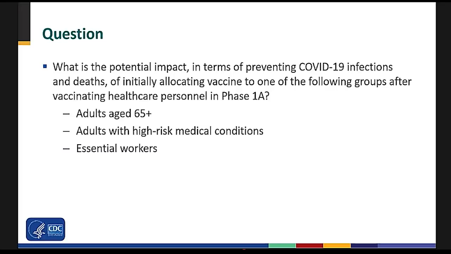I'm going to spend the next few minutes walking you through some modeling analysis that we conducted to answer the question, what is the potential impact in terms of preventing COVID-19 infections and deaths of initially allocating vaccine to one of the following groups after vaccinating healthcare personnel in phase 1A. Specifically, we're looking at initially allocating vaccine to adults aged 65 plus, adults with high-risk medical conditions, or essential workers. This work builds on previously presented work to the ACIP in August and utilizes additional modeling approaches to ensure a diverse set of methods are utilized for these important questions. Next slide, please.